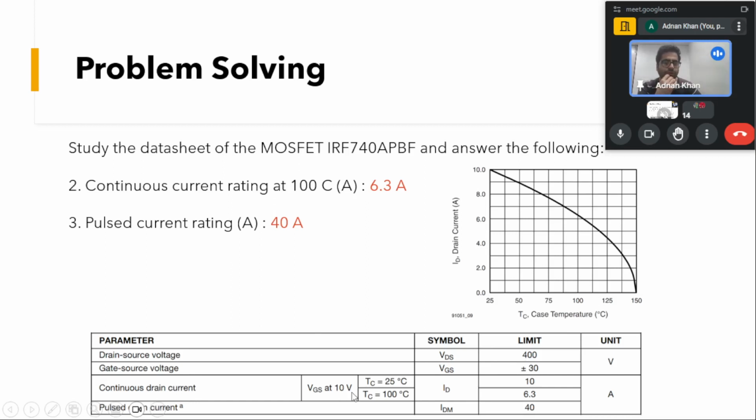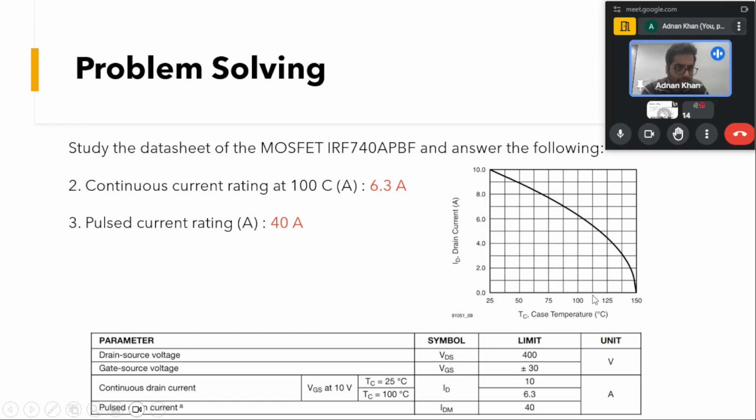You can see the continuous drain current. When we have a VGS of 10 volt and TC, the case temperature, is 25 degree, then our drain current peak limit is 10 amps. But it is asking here at 100. If you can see, another rating is provided at 100 degrees centigrade. It is around 6.3 amps here. So the answer to this question is 6.3 amps. You can verify this from the graph as well.